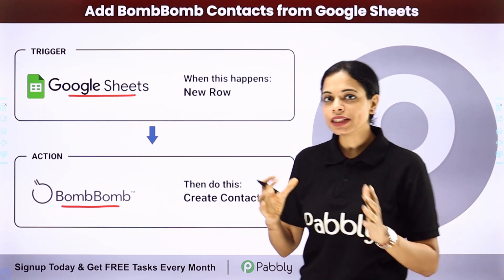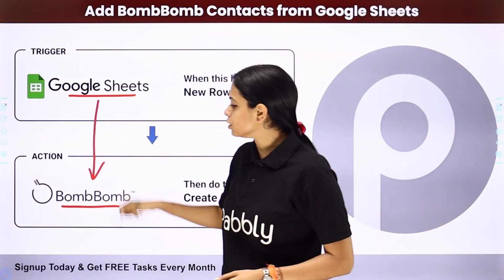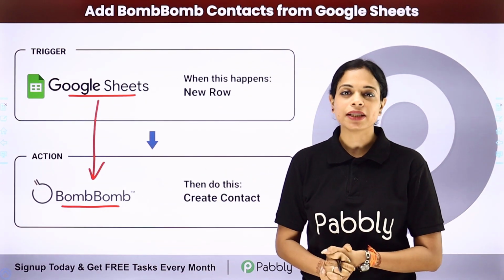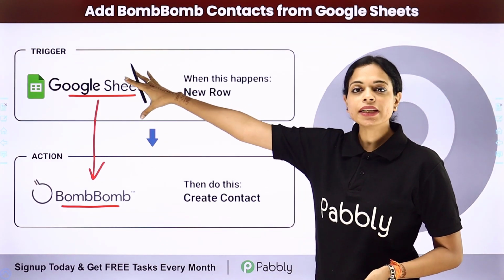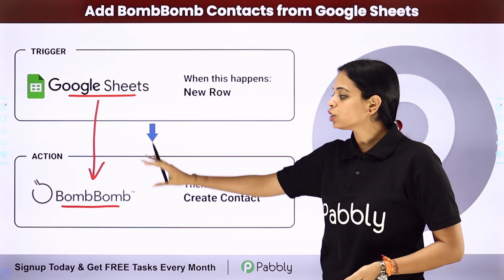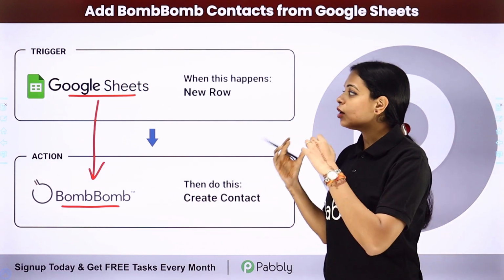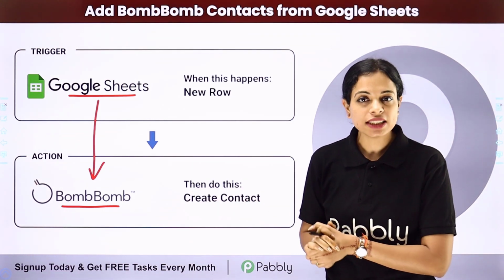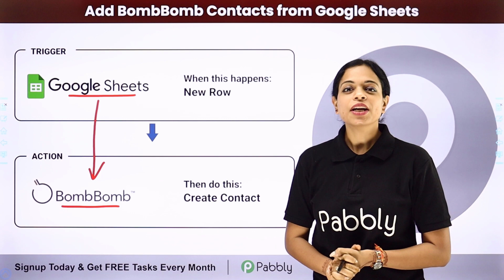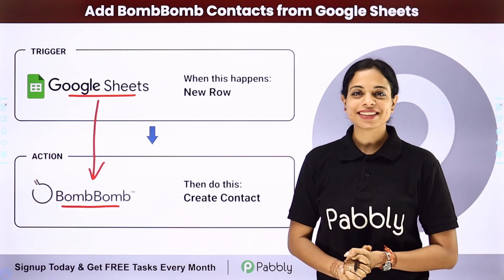For this you will have to set up some integration between the two applications, and the same thing can be done using Pabbly Connect software. Here your trigger application would be Google Sheets and your action application would be BombBomb. Now how can you do this yourself, integrate and automate this entire process? To understand that, let me take you to my screen.